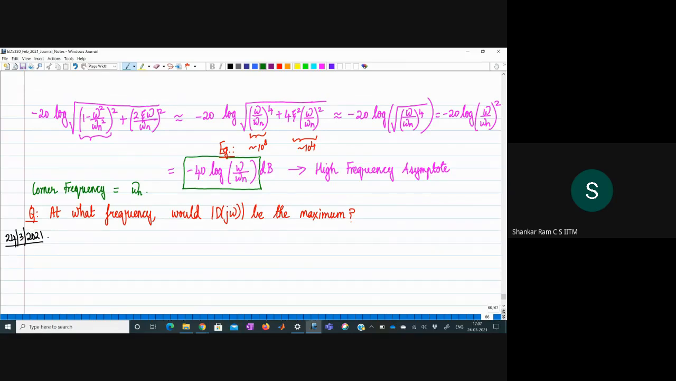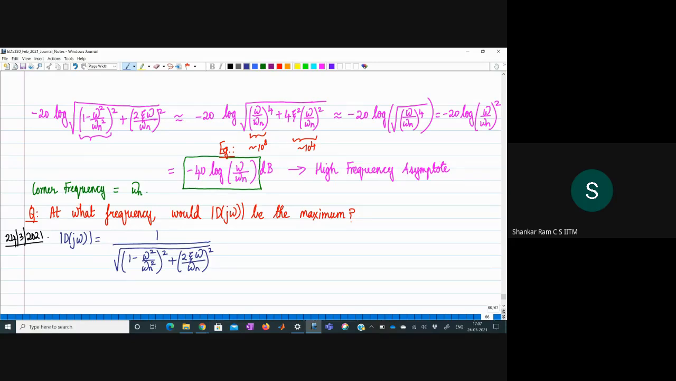Now we stopped with the question as to when the magnitude of this particular factor will be a maximum. So let's continue from there. So if you recall, the magnitude of this factor D of j omega will be 1 divided by square root of 1 minus omega square by omega n square, the whole square, plus 2 zeta omega by omega n whole square. Okay, so this is what I'm sure all of us can recall as the magnitude of this particular factor.